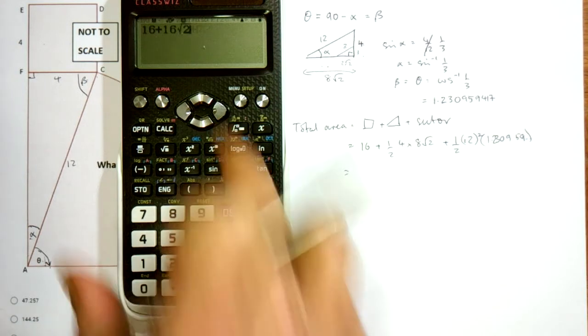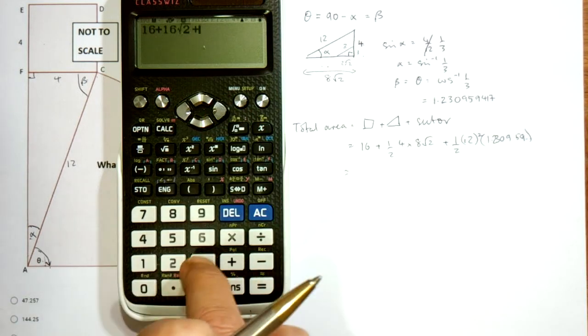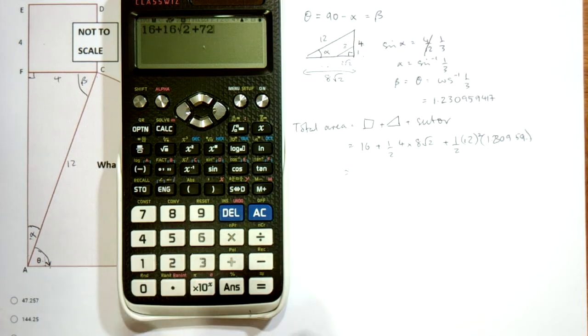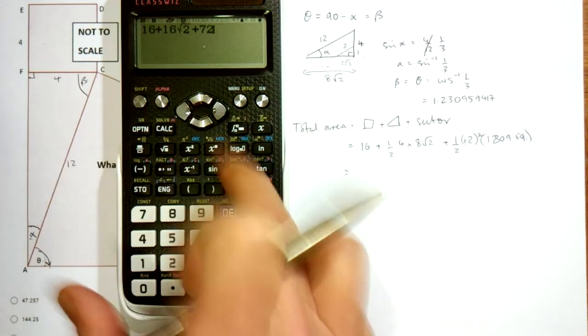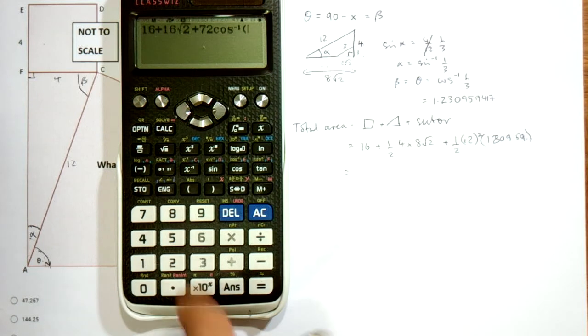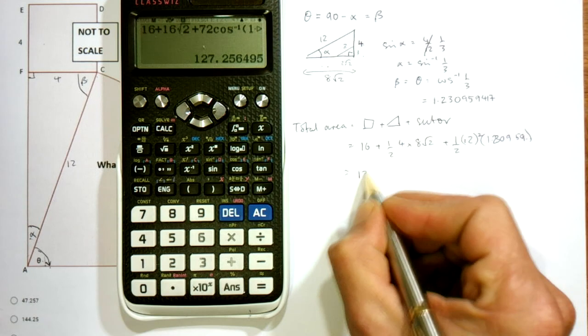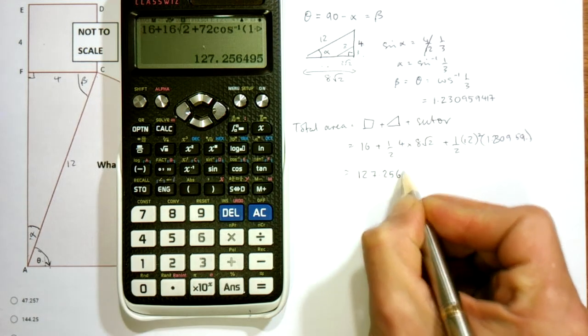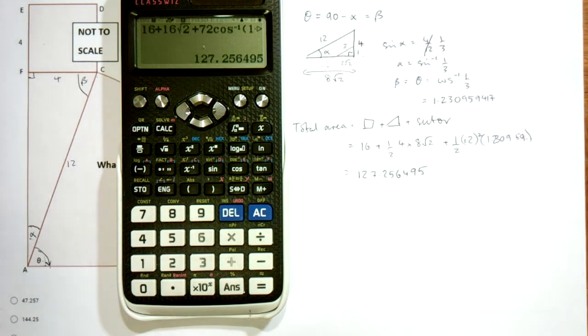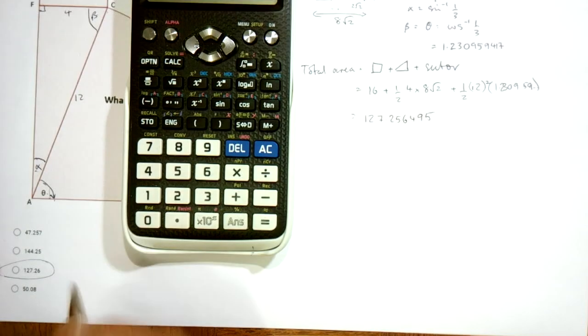Let's get rid of that. 72 times shift cos 1 divided by 3, 127.2556495. And so you need, which you can't see there, those are the 4 available answers. We want the 127.26.